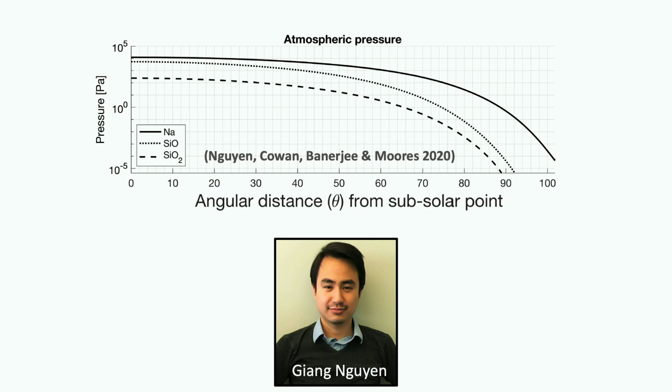Okay, so now here's work done by Zhang Wan, who at the time was a graduate student at York University that I was co-supervising with John Moores, and is now a postdoc in my group. So what we're showing here is atmospheric pressure. The y-axis is atmospheric pressure, on a log scale. And on the x-axis is angular distance from the substellar point. So 0 means you're directly underneath the star. And then as you move to the right, you're moving farther and farther from the substellar point.